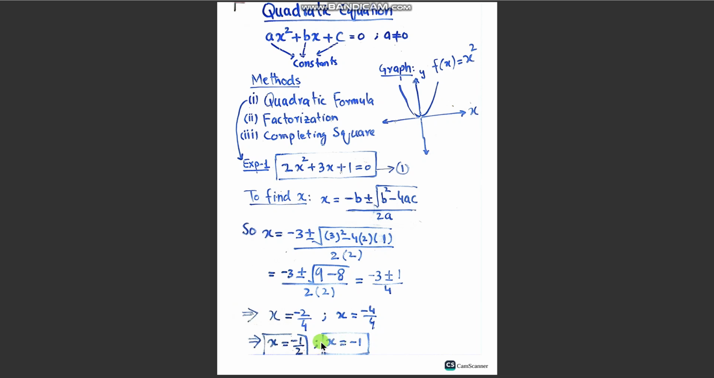So these are called the roots of the quadratic equation given in equation number 1, and this is the solution of that quadratic equation. Note that if you want to check whether the solution is correct or incorrect, just put the value x is equal to minus 1 by 2 in the equation. If it satisfies the equation, then the solution is correct, otherwise incorrect. Similarly, put x is equal to minus 1 in the equation. If it satisfies the equation, the solution is correct. So you can verify your solution by putting the value of x in the equation.